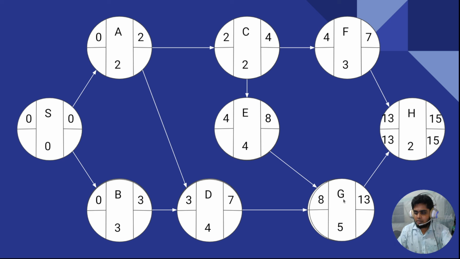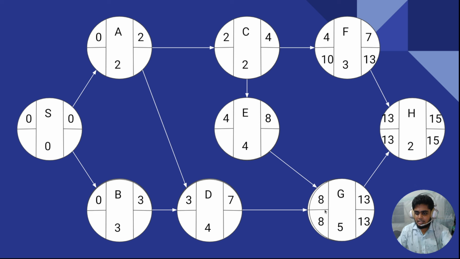So what will be the latest finish time for G activity? It's basically 13, because the latest starting time of H is 13, so this will count as the latest finish time of activity G. Just copy and paste it here. So what will be the latest starting time? If you subtract those values, 13 minus 5 is equal to 8, and this is the latest starting time of activity G. So now I can calculate activity E and activity D.